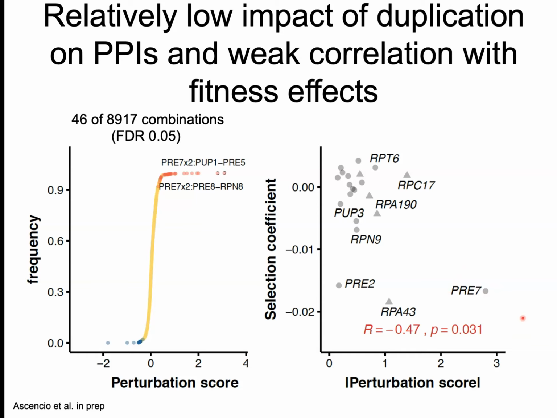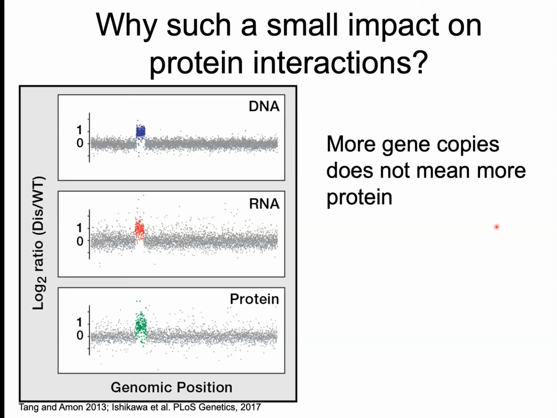And this duplication also affects fitness, so this creates this negative relationship. So apart from PRE7, whose duplication affects fitness and also affects protein-protein interactions, we see very little relationship between the two. So why would that be? It seems that overall gene duplication appears to have little effects on fitness in complexes, and it doesn't seem to affect protein interactions either.